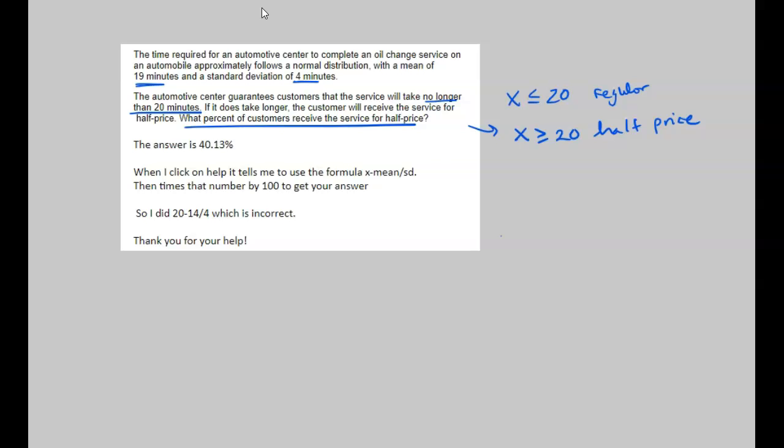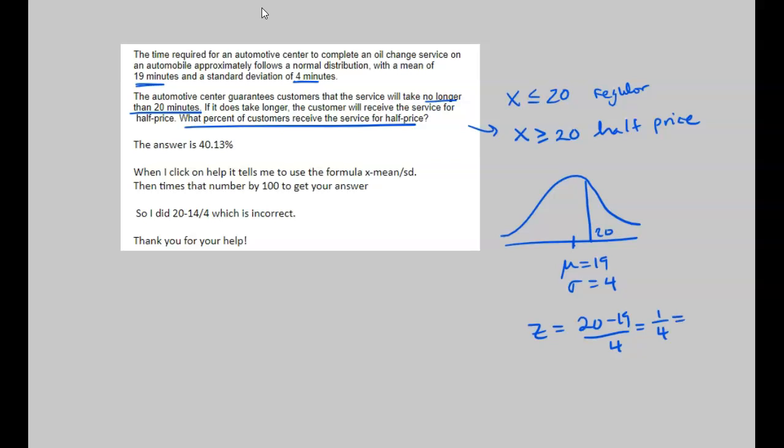So by hand, we have the normal distribution, and the mean is 19, and the standard deviation is 4. We want to find the z-score for 20. So x is 20, over here. We want to find the z-score for that. So 20 minus 19 divided by 4. 1 divided by 4, which is 0.25. So this is the z-score.